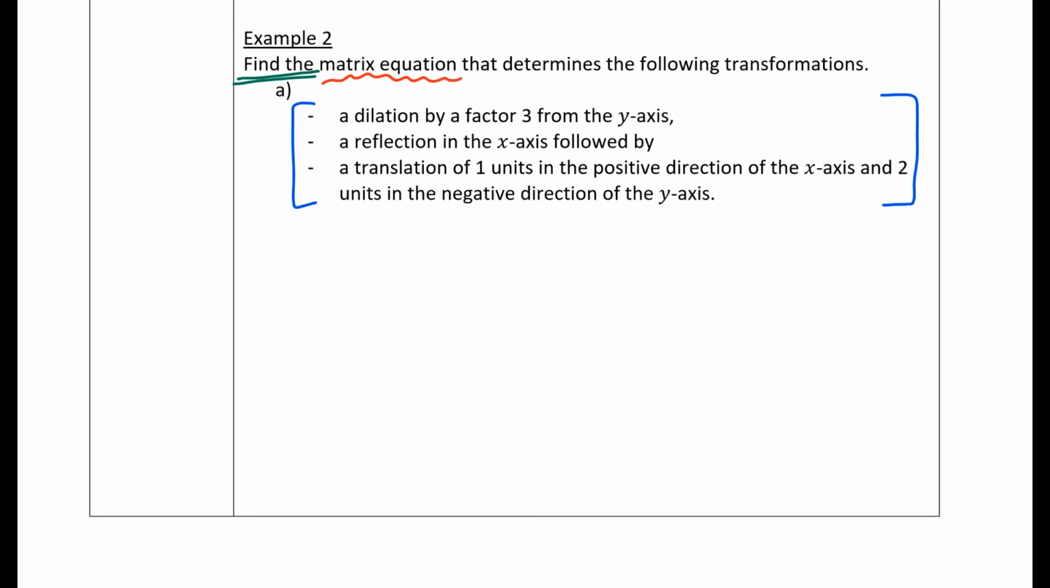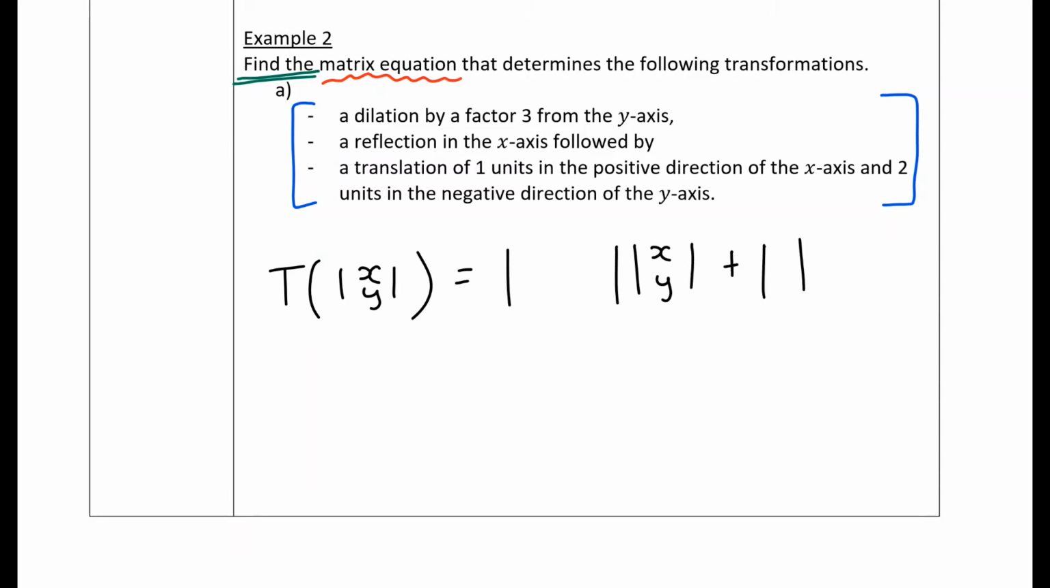Now, I'll give you one hint. It's going to look like this. The transform of xy will be equal to a dilation matrix. It's going to be times by x and y, and you're going to add your translations. Finally, that will equal new x and new y. So pause the video, give this question a go, and we'll go through the solution in a moment.